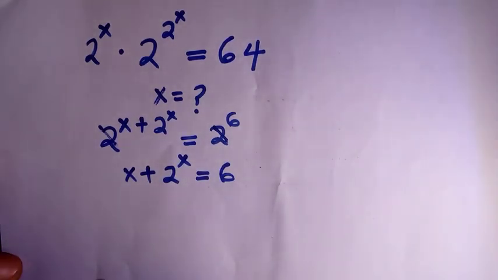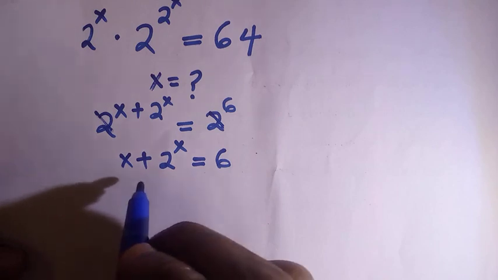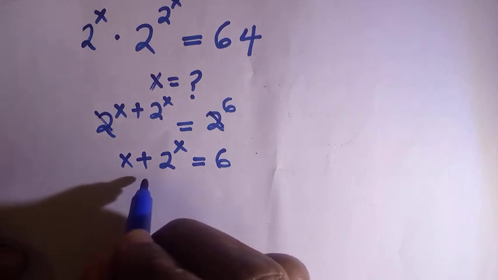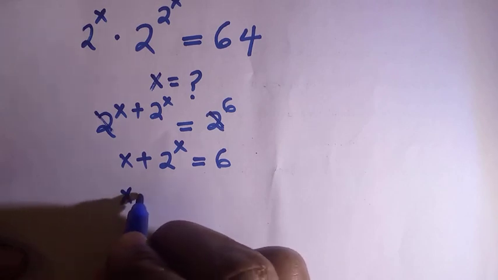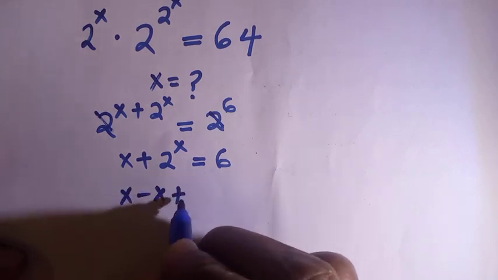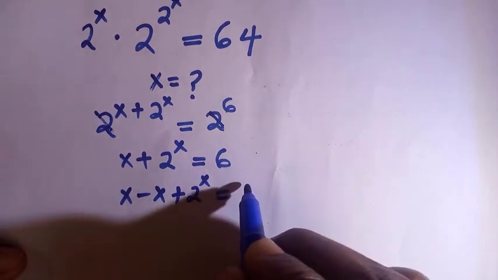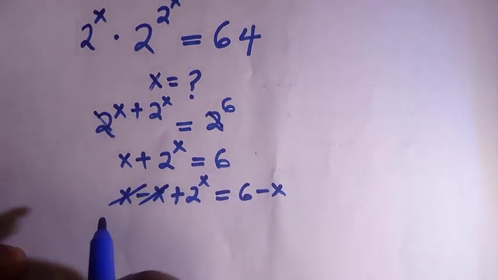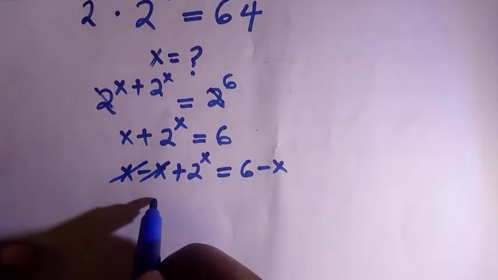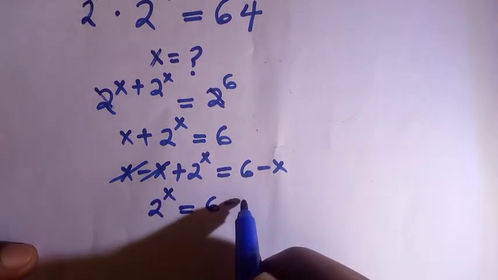And what I will do here is make 2 raised to the power of x the subject of the formula, and by subtracting x from both sides, we have x minus x, I'm subtracting, plus 2 raised to the power x equals 6 minus x. So if these two cancel, then we have 2 to the power of x equals 6 minus x.